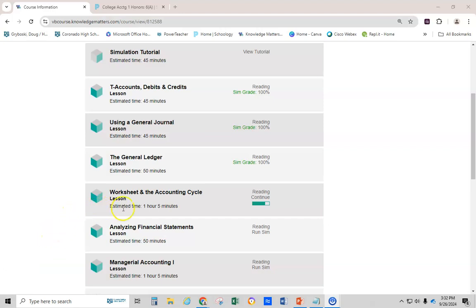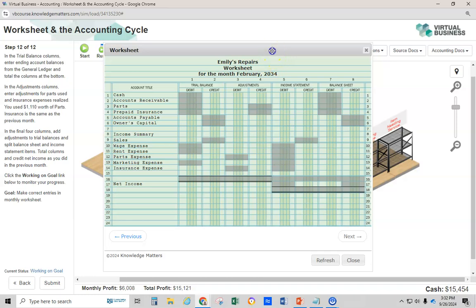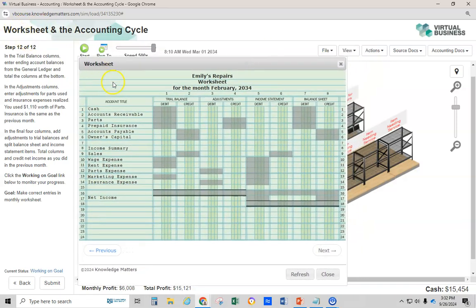Alright, this video provides you tips on how to finish the worksheet and the accounting cycle, lesson 4. So I'm already in it. I'll go over here, and they had told us to open up our worksheet, and the objective of this one, thus the name, is to complete the worksheet, all the gray boxes that need to be filled in.